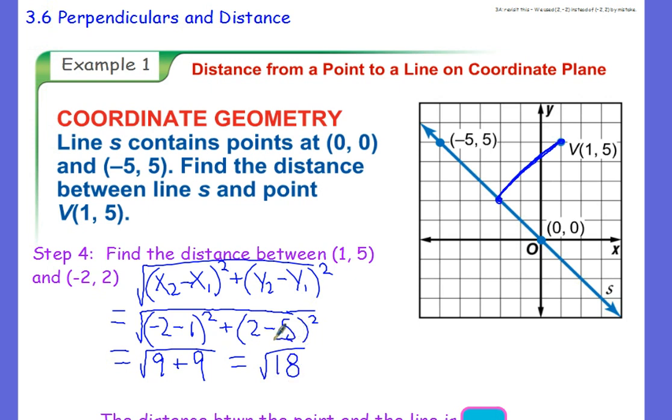And that's it. You did it. Final answer. Now, if you know how to simplify radicals, you can go ahead and simplify that further.